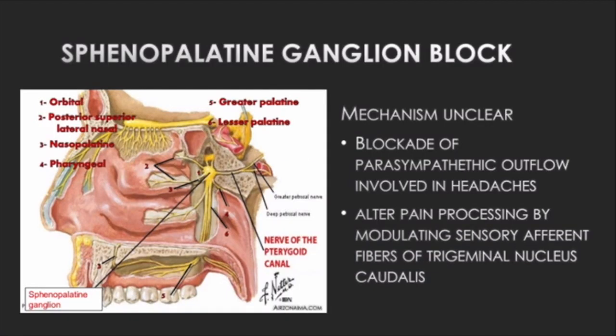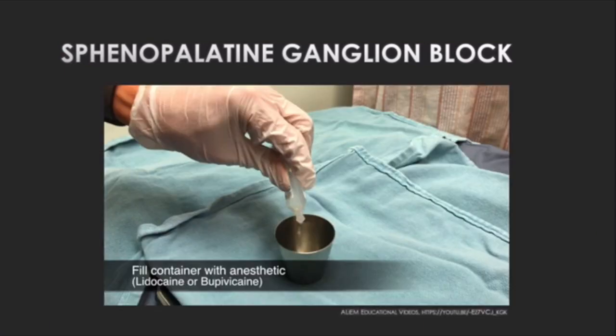Another nerve block for headaches that has been recently popping up has been the sphenopalatine ganglion block. And the sphenopalatine ganglion is located in the posterior middle turbinate right here. The mechanism is unclear, but the thought is that there's a blockade of the parasympathetic outflow, which is thought to be involved in headaches, as well as an alteration of the pain processing by modulating the sensory afferent fibers of the trigeminal nucleus. I would not use this in people with facial fractures, any coagulopathies, any bleeding.